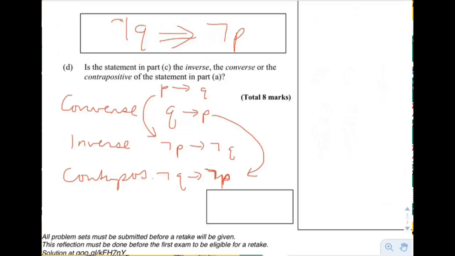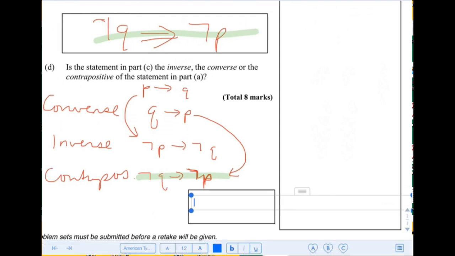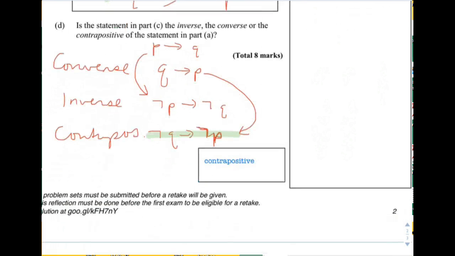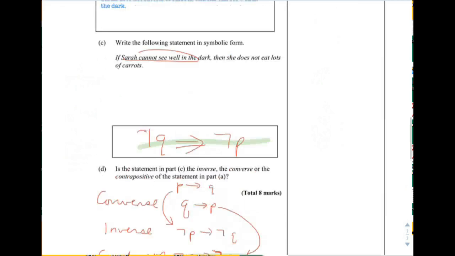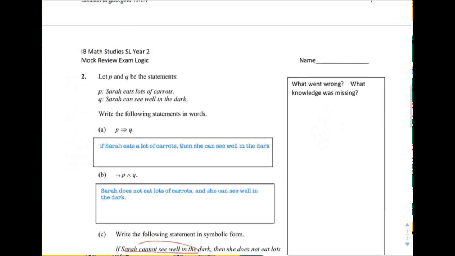Okay, so now which is this one here? It says not Q implies not P. Not Q implies not P is the contrapositive. Oops, I typed in the wrong thing. Okay, so that's it. That was the test. You can see that when you're comfortable doing these, it's really quick.